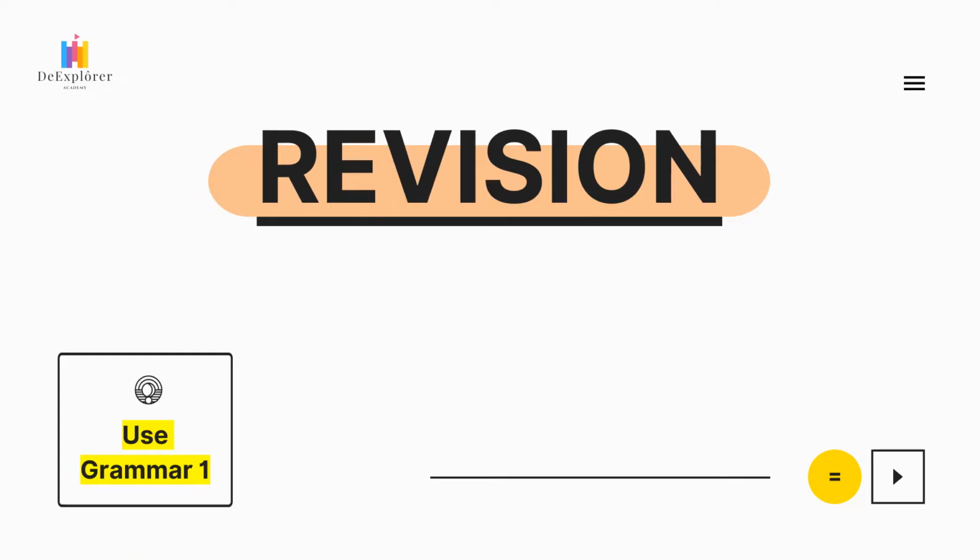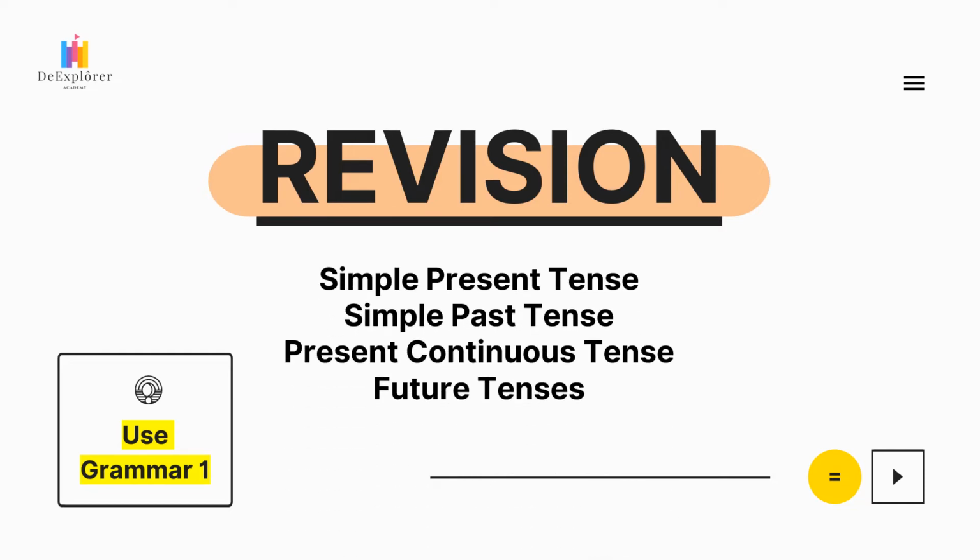Revision, revision, 复习. Now take out your grammar book 1. Today we will revise the 4 different types of tenses that I have taught you: the simple present tense, simple past tense, the present continuous tense, and the future tenses. Okay, you don't have to copy these words first.